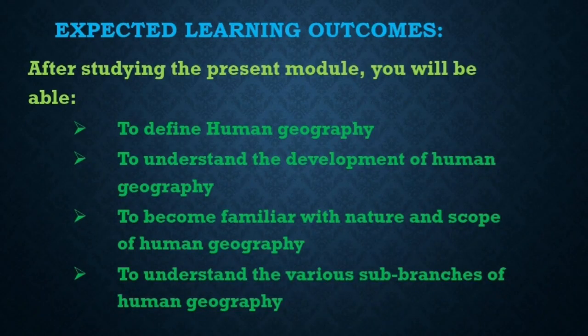Learning outcomes of the present chapter. After studying the present chapter, you will be able to define human geography, understand the development of human geography, become familiar with the nature and scope of human geography, and understand the various sub-branches of human geography.